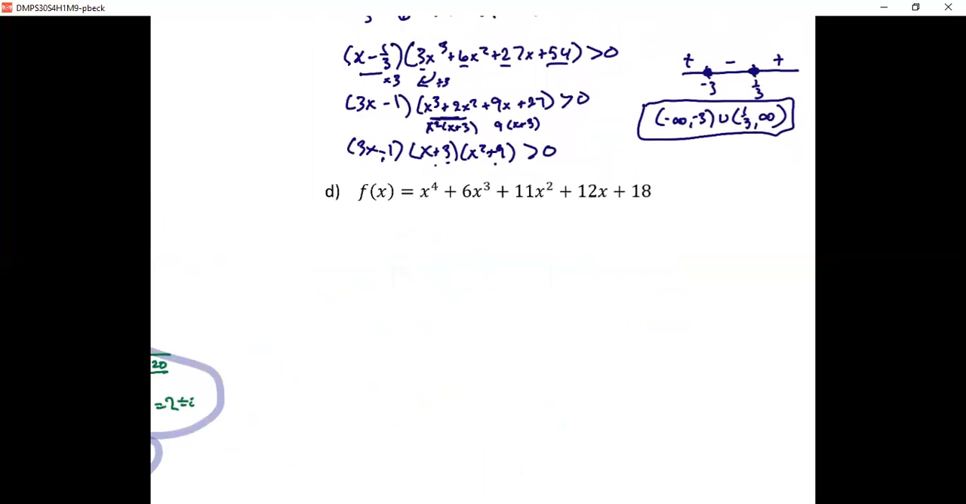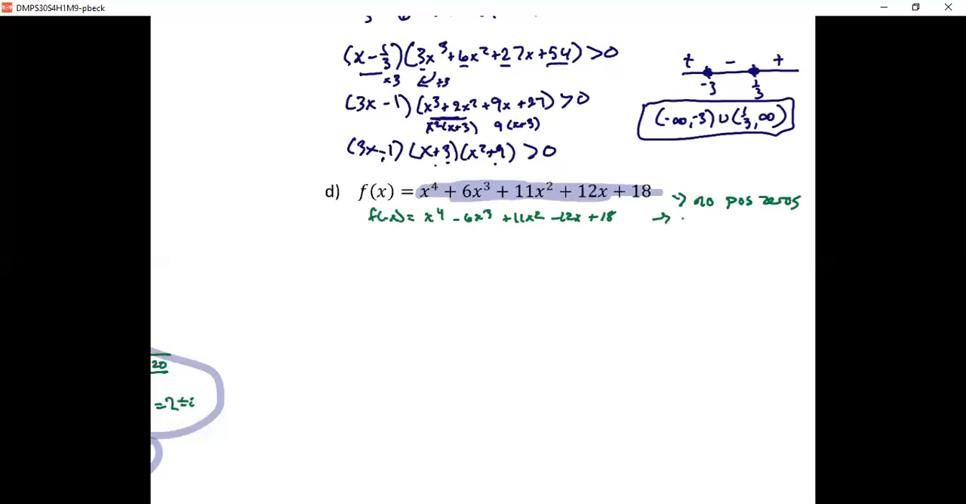One of the things that I want to look at, and this is a perfect example of where Descartes' rule of signs kicks in. As I look at this equation, there are no changes of signs. Since there are no changes of signs, Descartes' rule says there are no positive zeros. Since there are no positive zeros, that's an indication for me, don't bother checking anything positive. And since I already started with Descartes' rule of signs, let's say, what is f of negative x? f of negative x is x to the fourth minus 6x cubed plus 11x squared minus 12x plus 18. And when I look, I have 4 changes in signs.